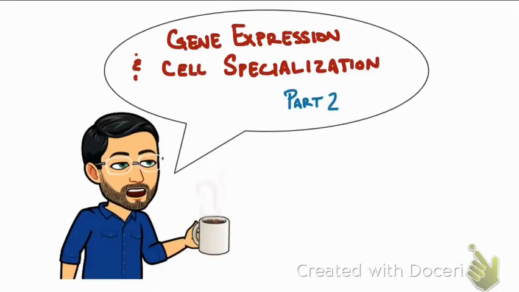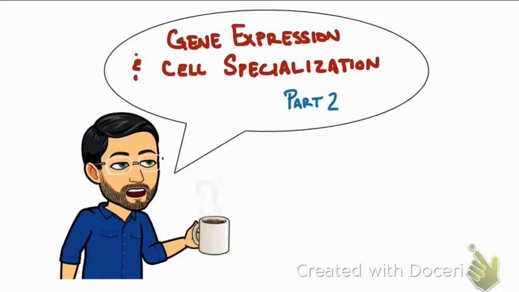Hey all, welcome back. In the past, we've talked about how gene expression can be controlled at the level of transcription, by DNA modification, by RNA processing, and also by the stability of RNA and protein.